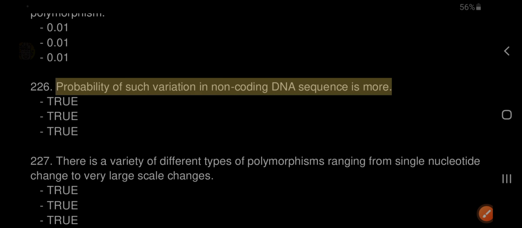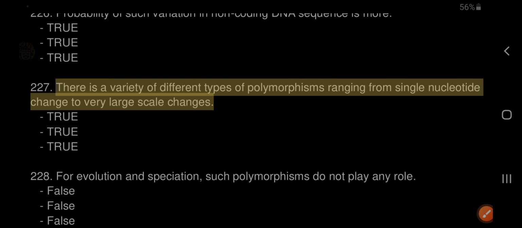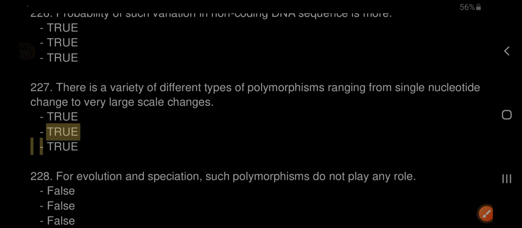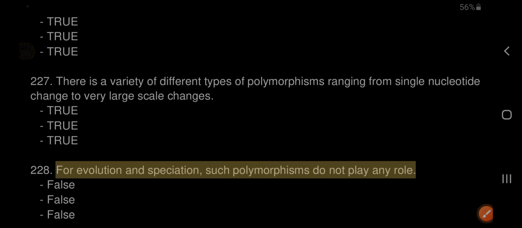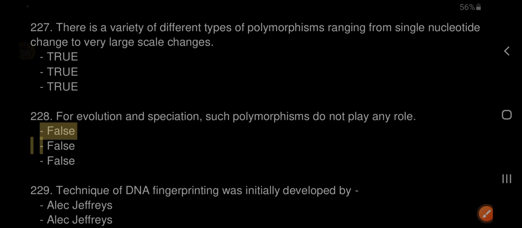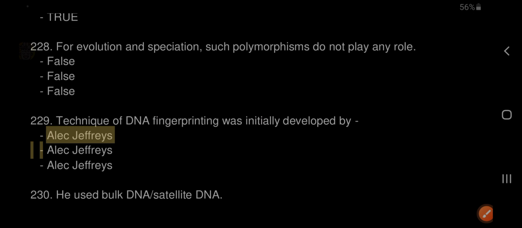True. 227. There is a variety of different types of polymorphisms ranging from single nucleotide change to very large-scale changes. True. 228. For evolution and speciation, such polymorphisms do not play any role. False. 229. Technique of DNA fingerprinting was initially developed by Alec Jeffreys.